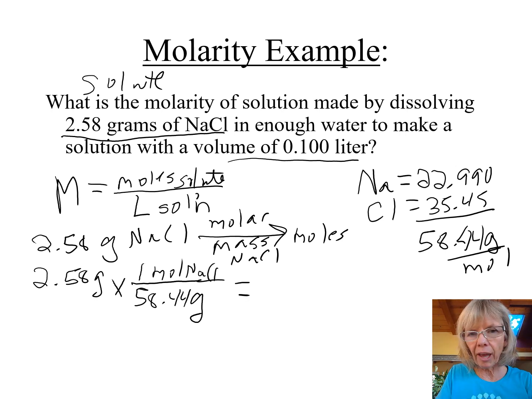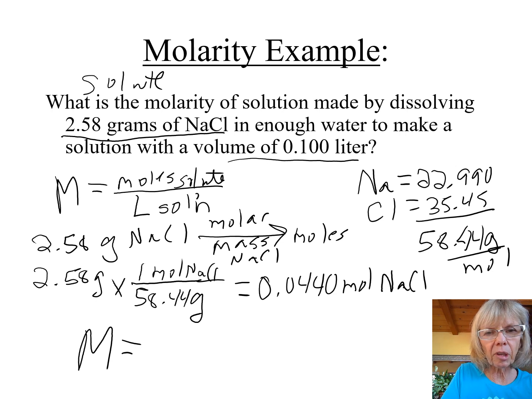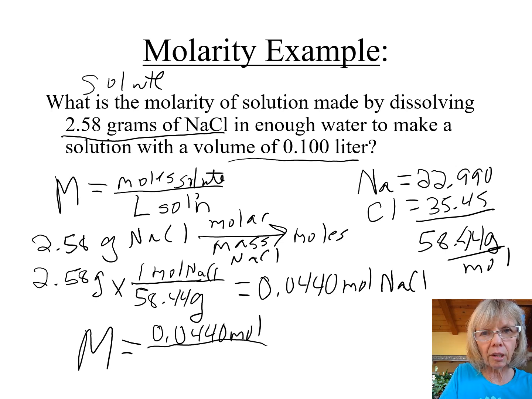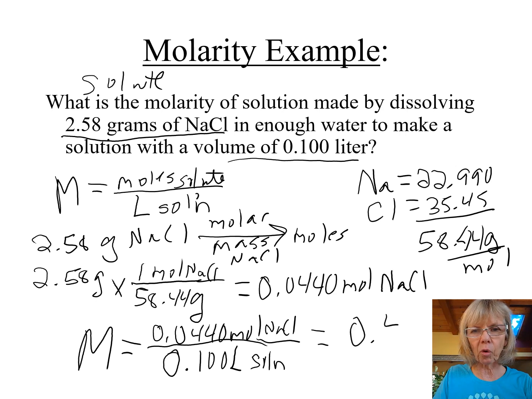And then when we divide, we end up getting 0.0440 moles of sodium chloride, which is our solute. Now we can go back to solving for molarity. Big M is equal to 0.0440 moles of sodium chloride, and what's given in the problem is we have 0.100 liters of solution. So it's sodium chloride, the solute, divided by the solution, and that's going to give us an answer of 0.440 moles per liter.